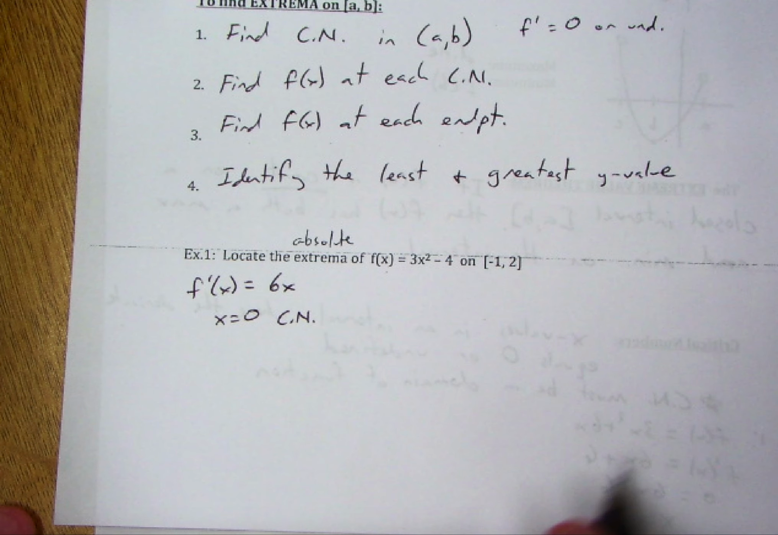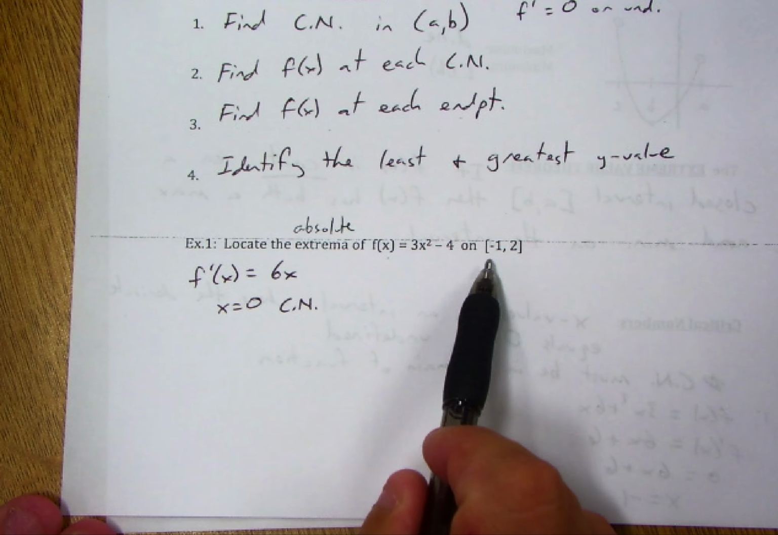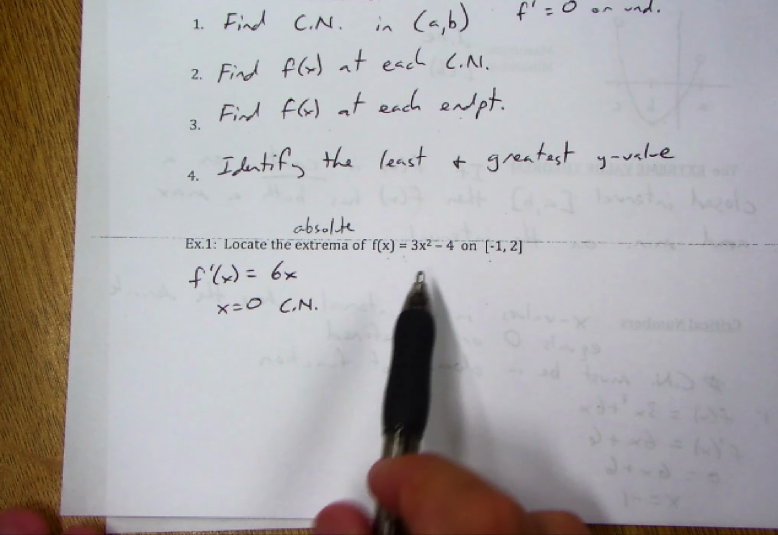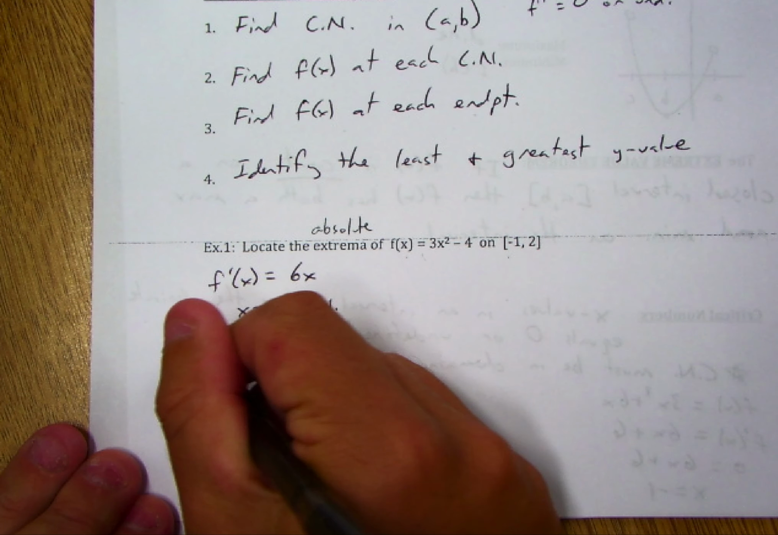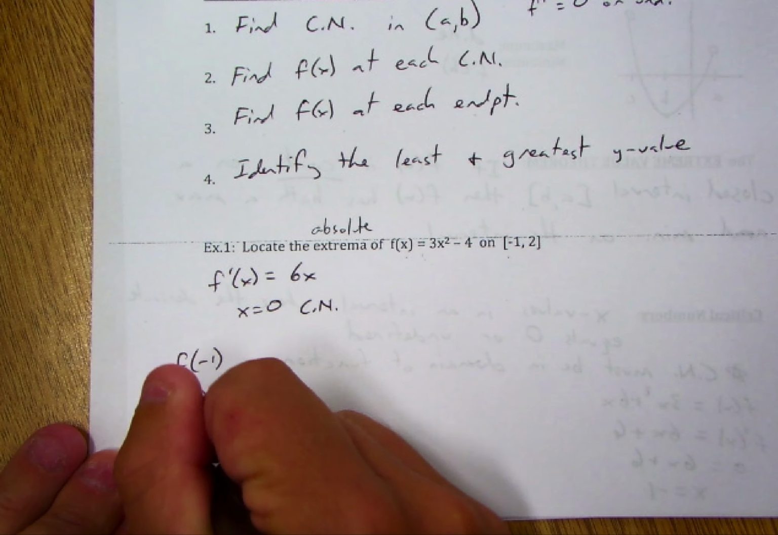The last thing we need to do is plug in our critical number and endpoints into this function and just analyze our numbers. So now I'm after f of -1, f of 0, and f of 2.